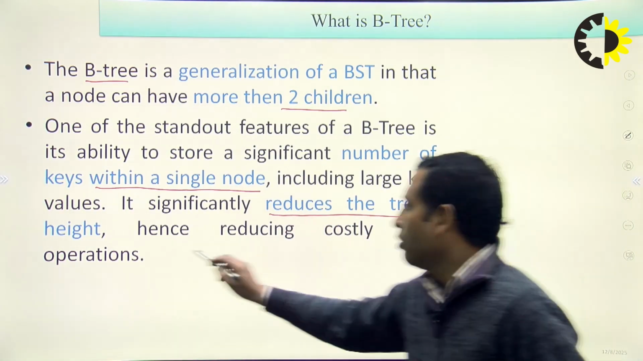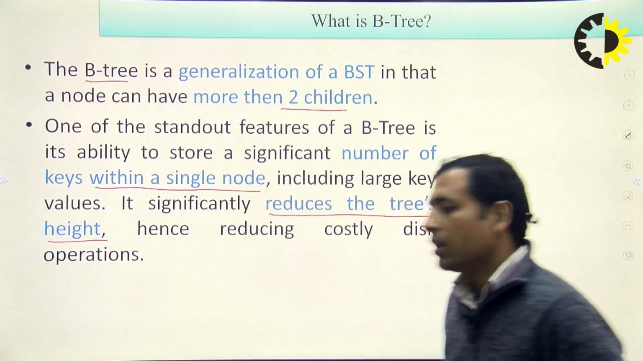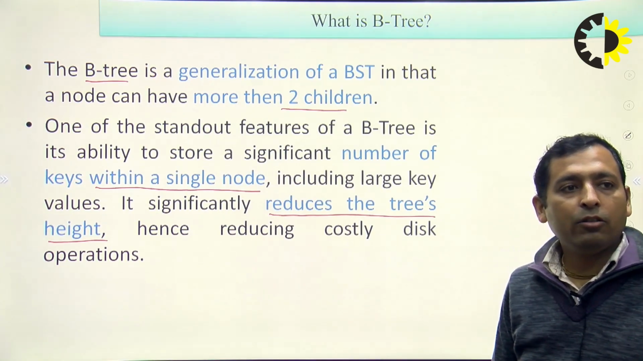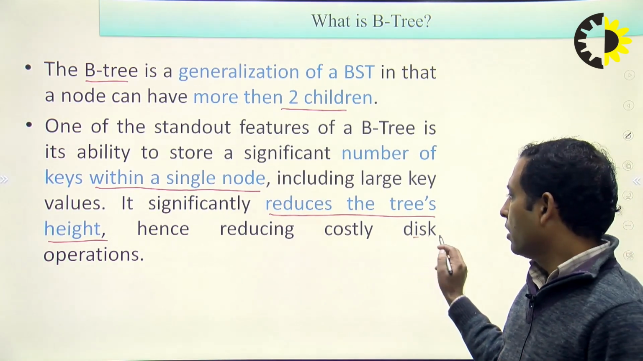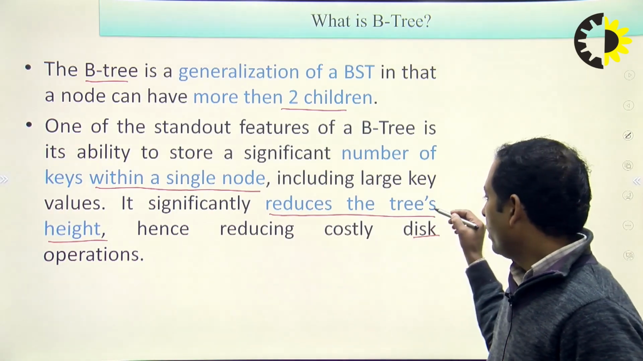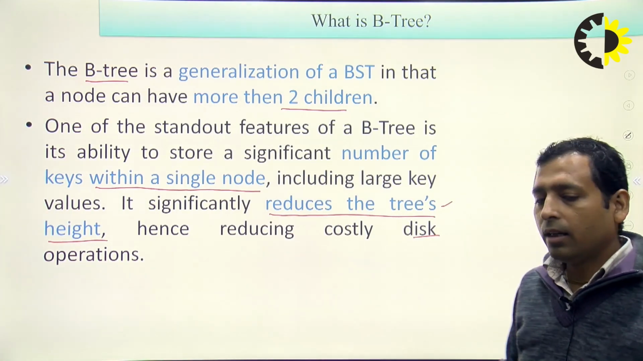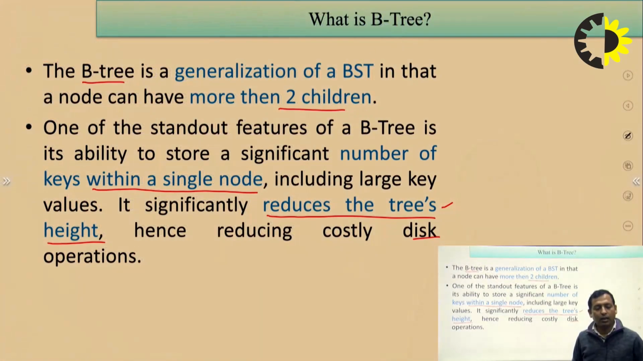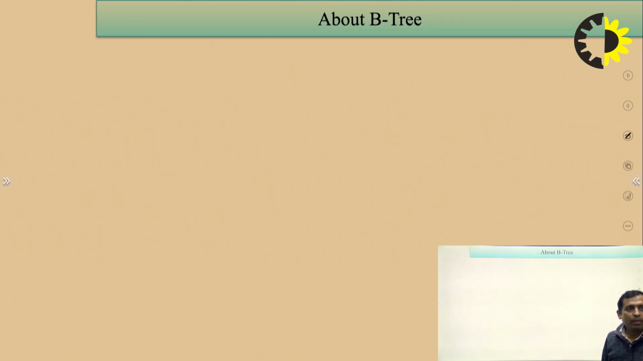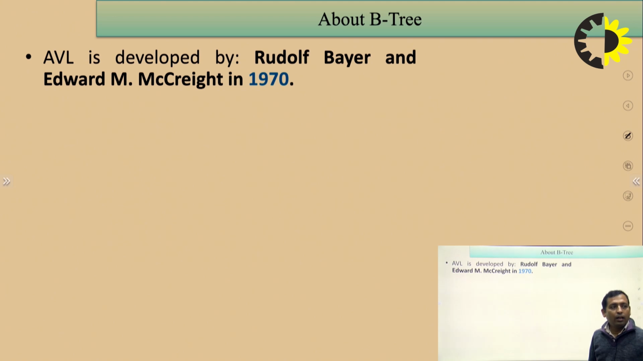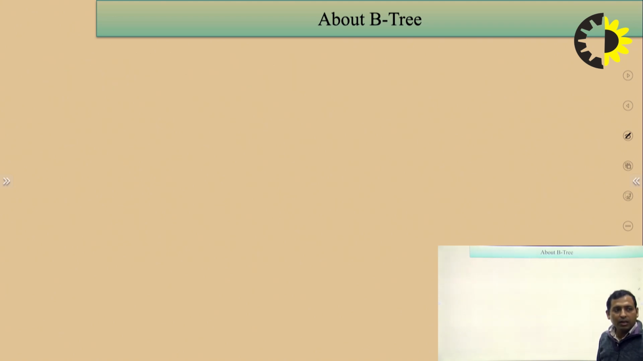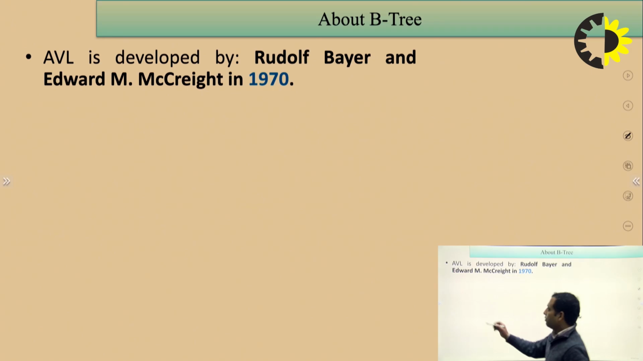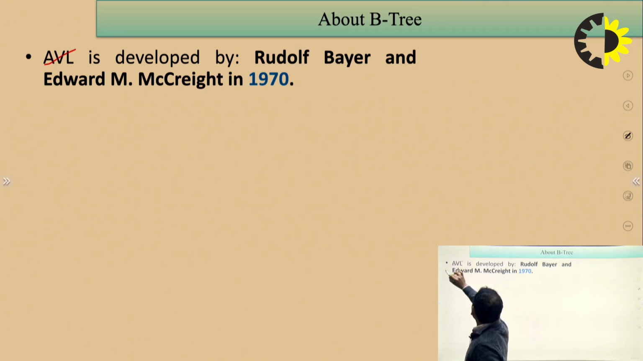So what will be the benefit? Reducing the height reduces costly disk operations. With the help of reduced height, we can search efficiently in less time. So the B tree is used mainly in disk operations.